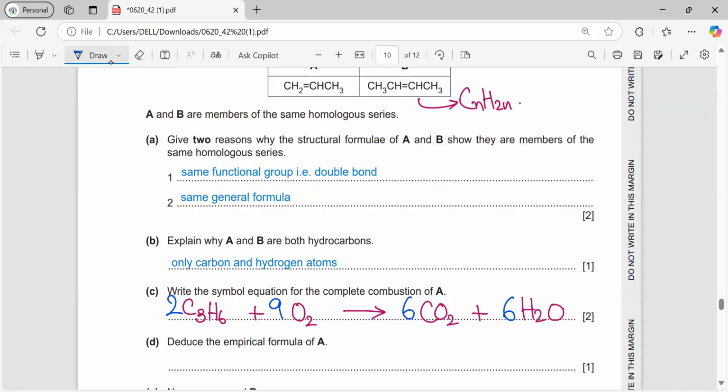Deduce the empirical formula of A. Now A is C3H6. We'll cancel it because the empirical formula is the simplest formula. So we'll divide it by 3. So it will become CH2.